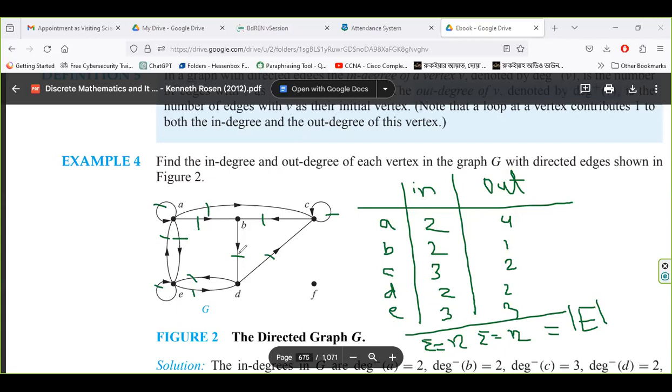Is it clear to you? Yes, sir. So there are 12 edges. For the loop, the number of edges is 1, but the degree will be 2.